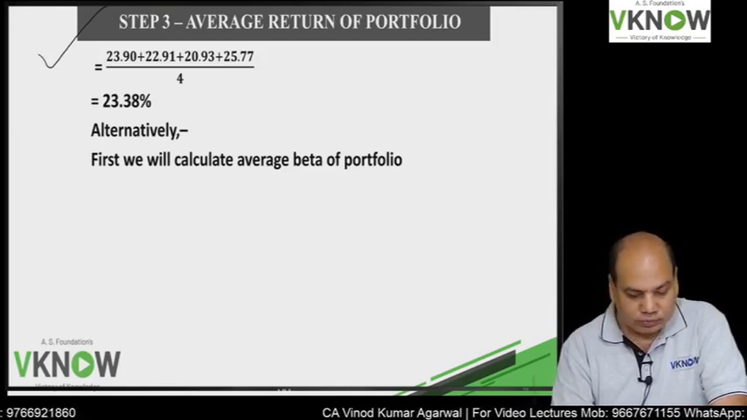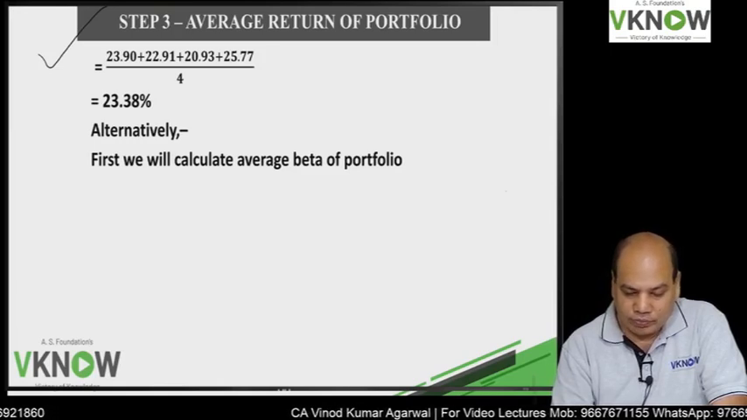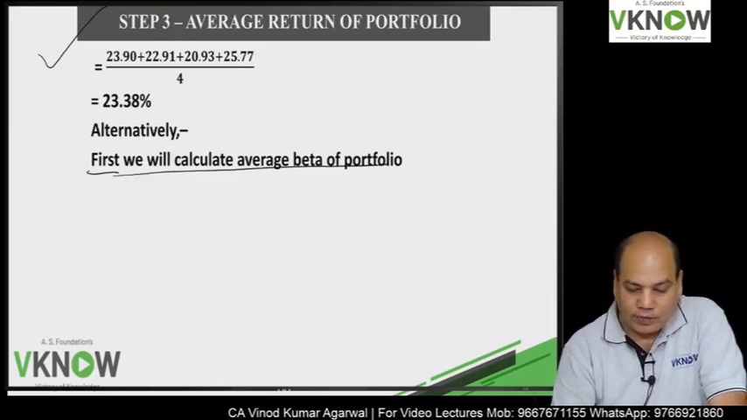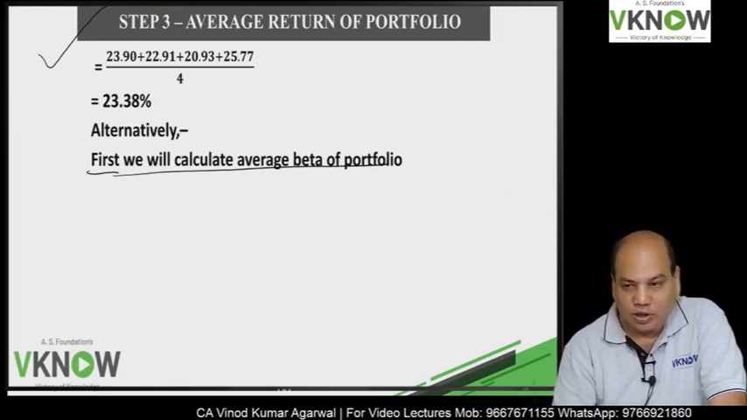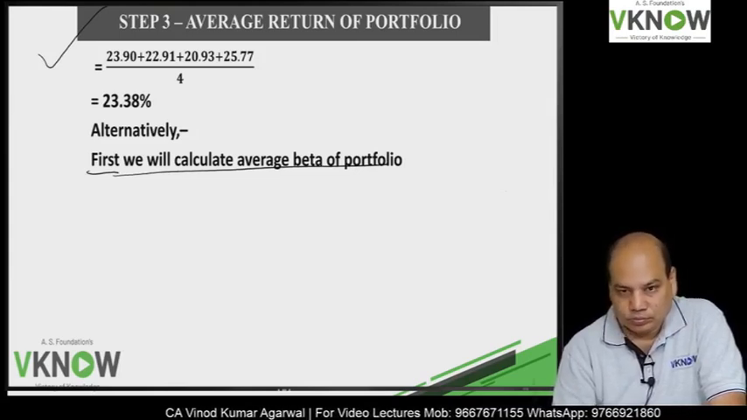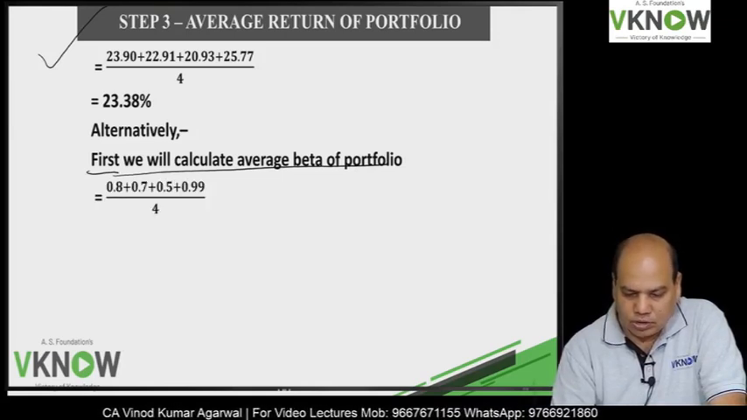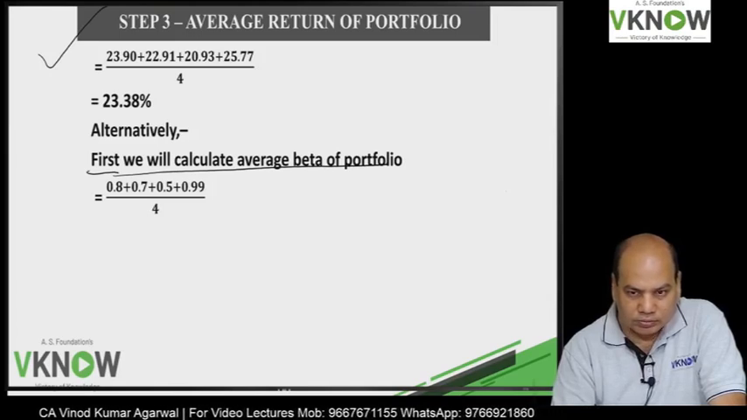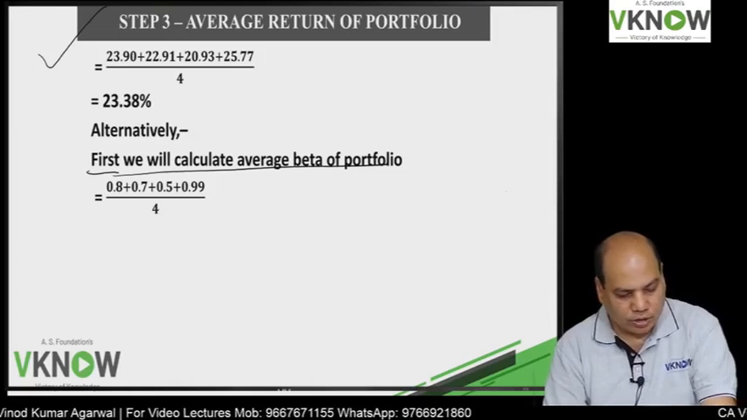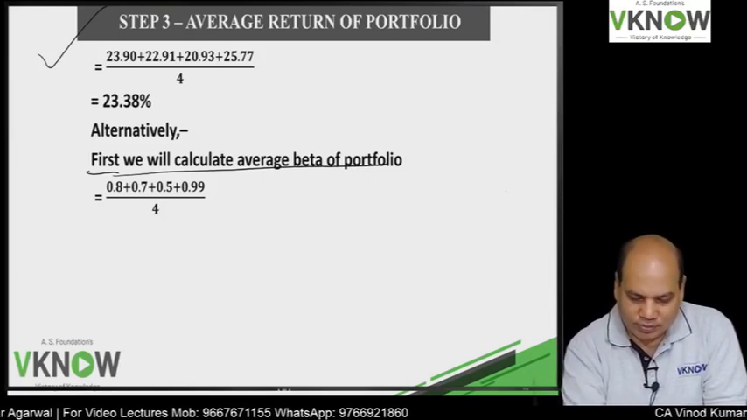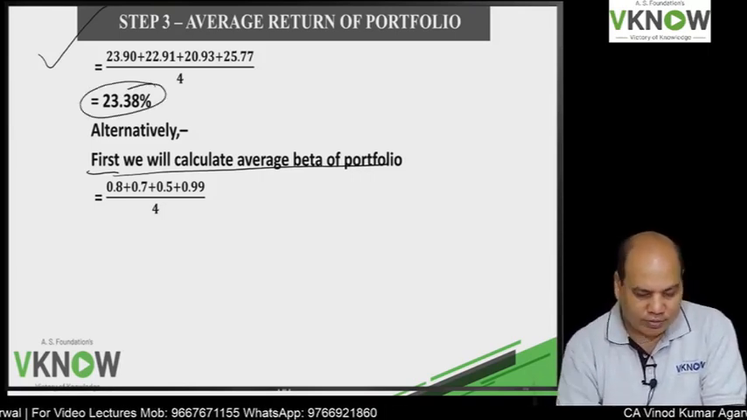Alternatively, write down. There is no harm in writing just 1 or 2 lines. First we will calculate average beta of the portfolio. We'll check. 23.18. Okay, no problem. You can just check your calculation. If your calculation is right, then go ahead.